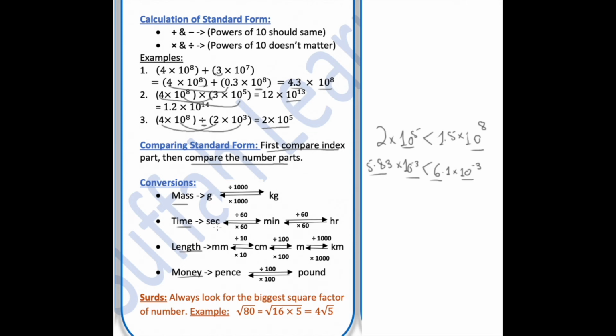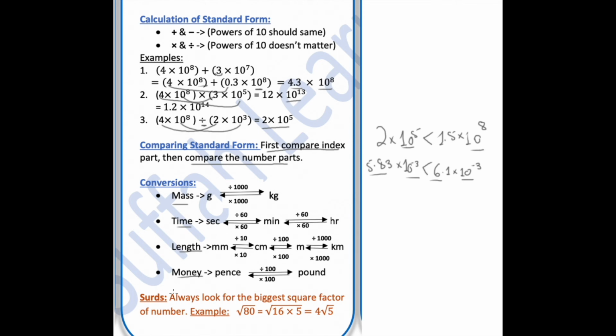Similarly, if you convert from seconds to minutes, you need to divide by 60. If you convert minutes to seconds, you multiply by 60. From minutes to hours, divide by 60. From hours to minutes, multiply by 60, and so on. So you have to remember all these conversions.